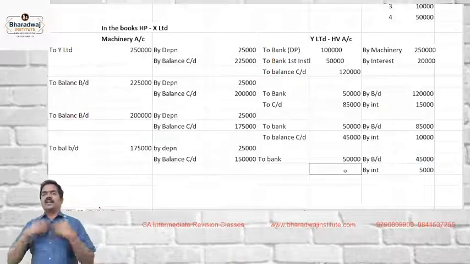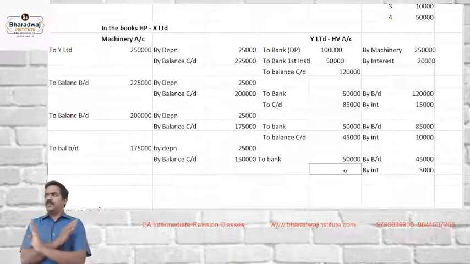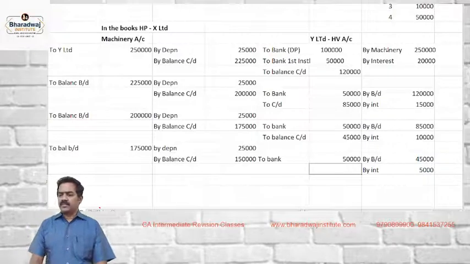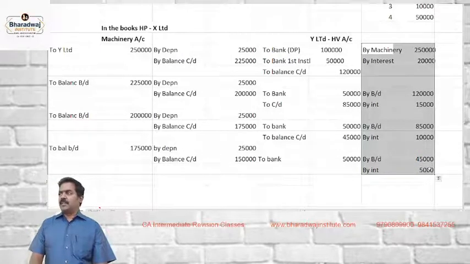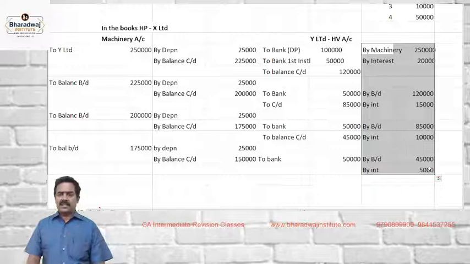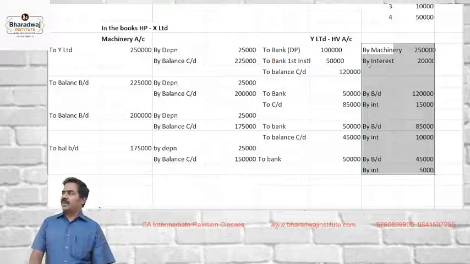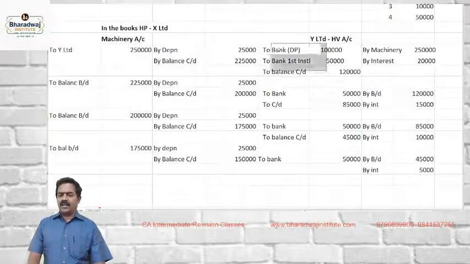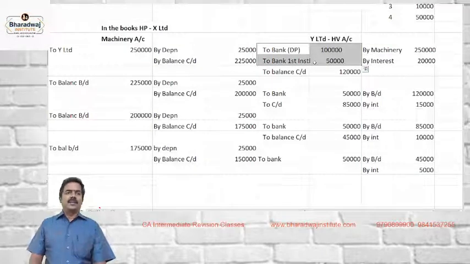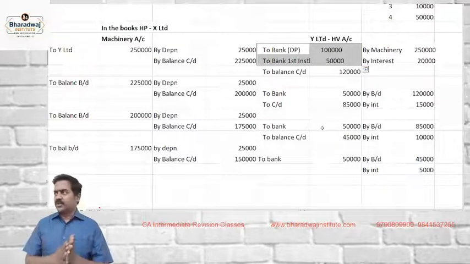Wait, in the books of the other party when you prepare, this will have a mirror image. What do you mean, mirror image? Instead of by machine, it will become to hire sales. Instead of by interest, it will become what? To interest. Like that. Instead of to bank, they collect the money. It will be what? By bank, like that. It will just show a mirror image. So that is simple to work out.